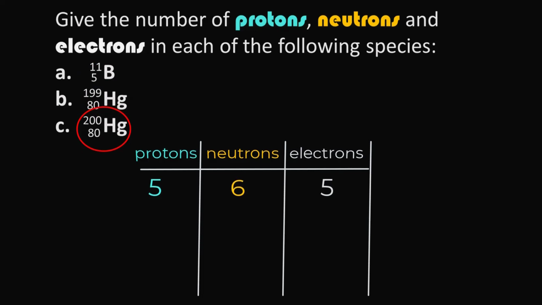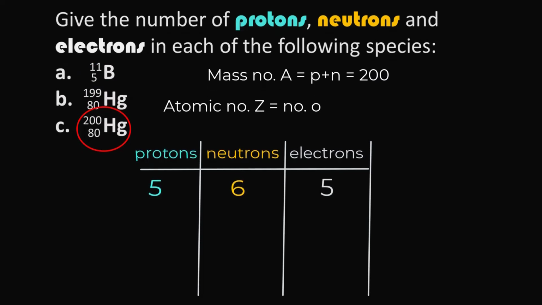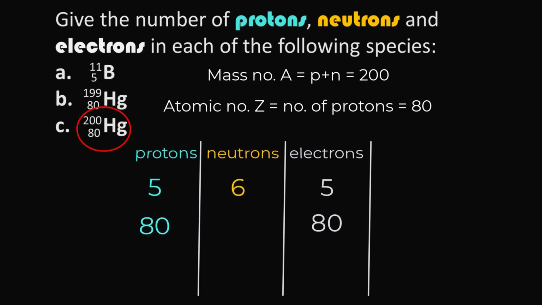Mercury 200 simply means mercury has a mass number of 200. Its atomic number is 80. This means its number of protons is 80. Since the mercury is not an ion, its number of protons is equal to the number of electrons, which is 80. The number of neutrons can be gotten as before.